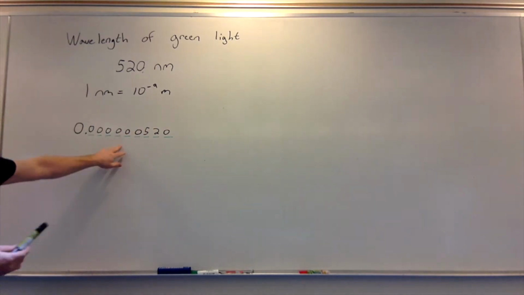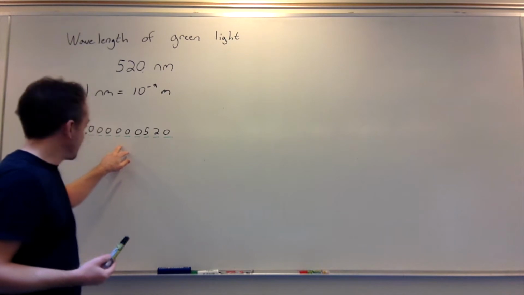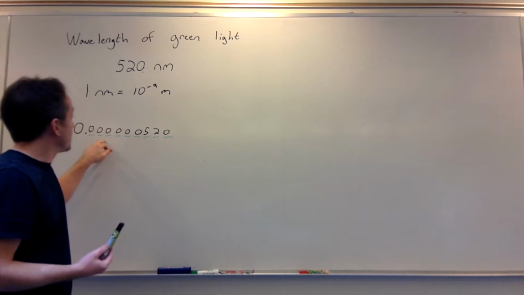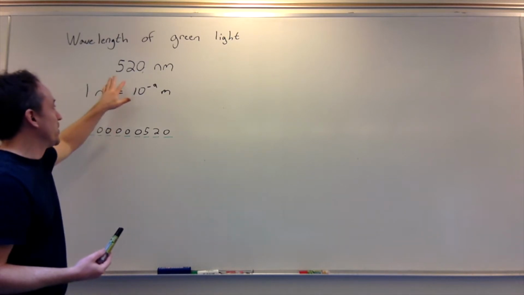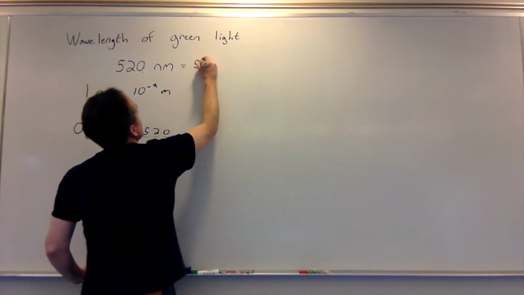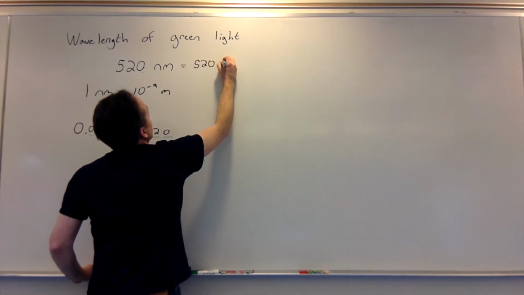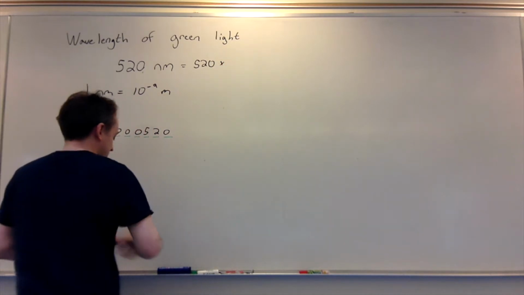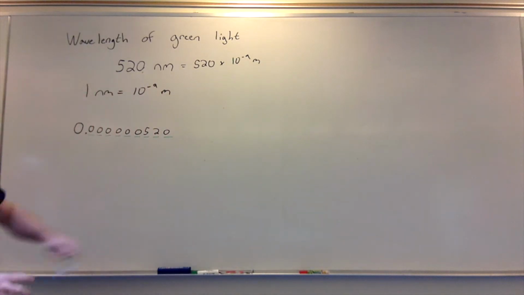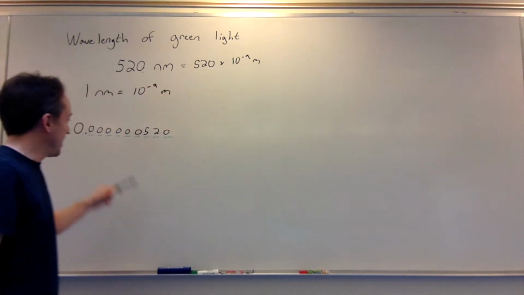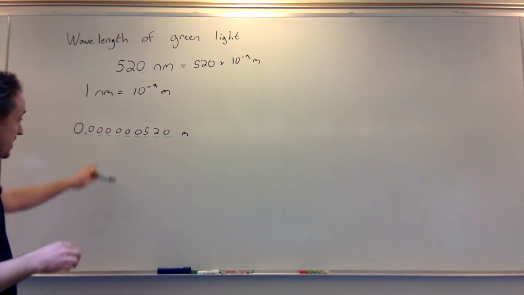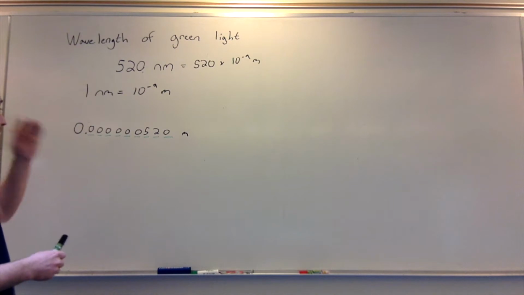So you can see the advantage of why we use scientific notation here. This number is going to be really ugly on paper, especially if you're carrying out a number of calculations. So it's a lot easier just to convert it to 520 nanometers, which is really 520 times 10 to the negative 9th meters. That's a lot easier to handle than this. And I forgot my units, bad me. This is why we use scientific notation.